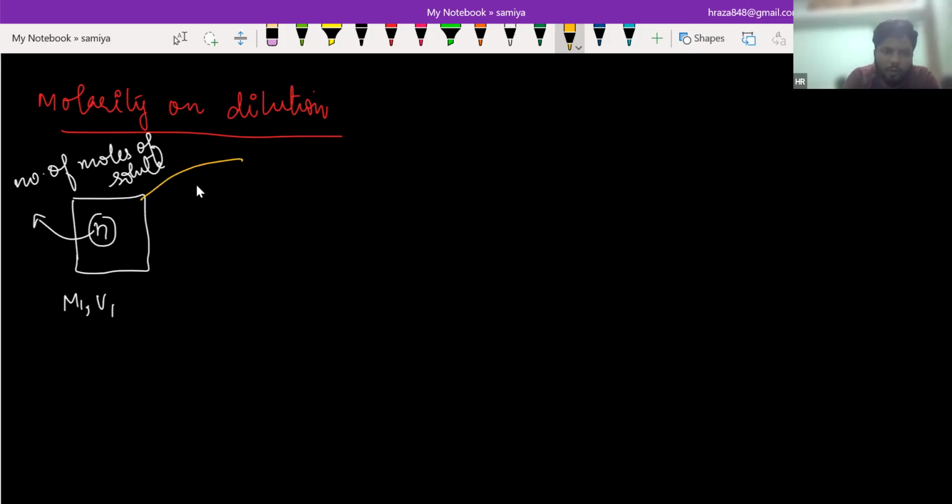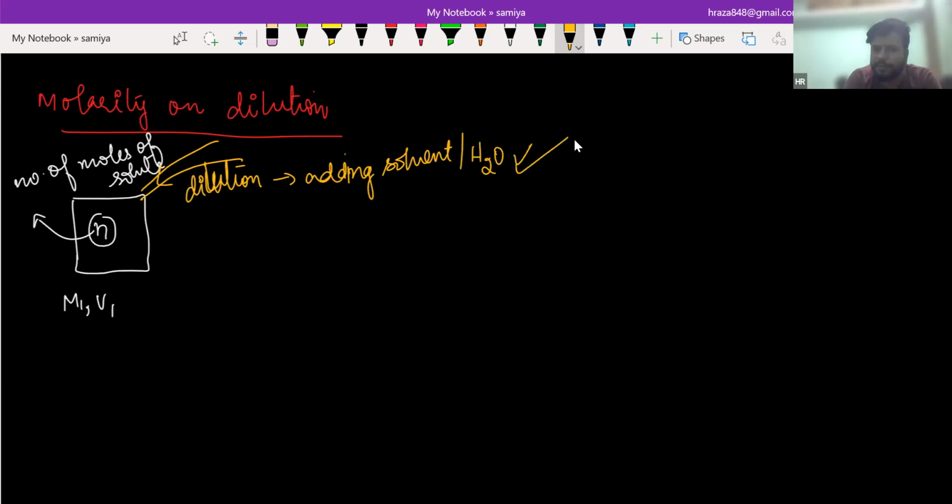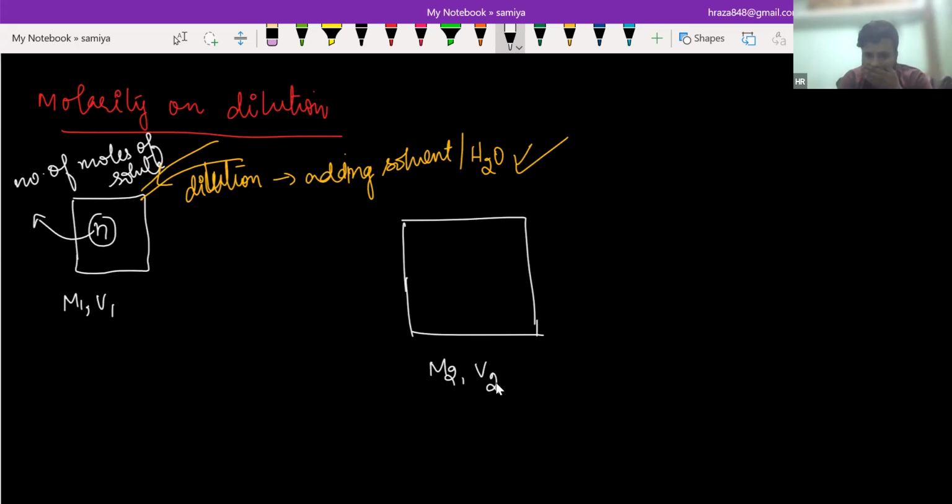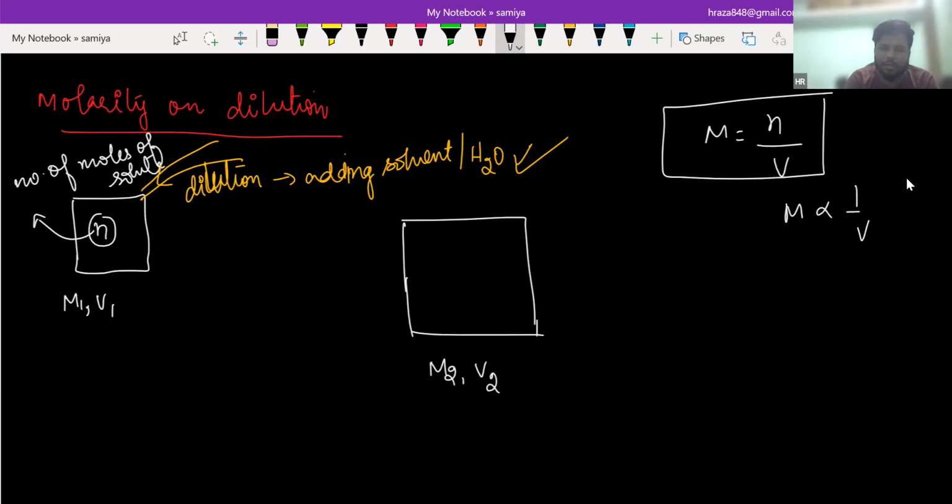Now, if you are going to dilute it, dilution means adding solvent, or as such we generally use for acid and base, water. So you can see the molarity will be changed since volume will be changed. We have a formula: molarity is equal to number of moles upon volume of solution in liter. You can see molarity is inversely proportional to volume.